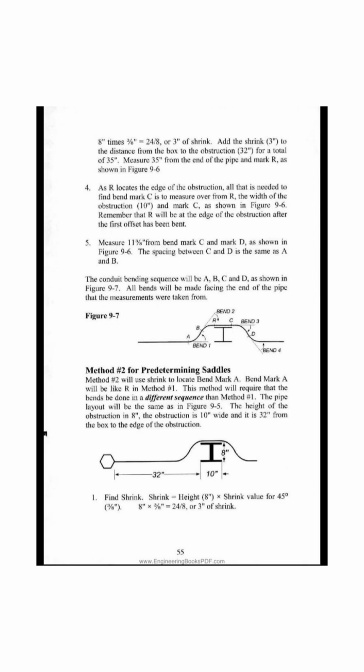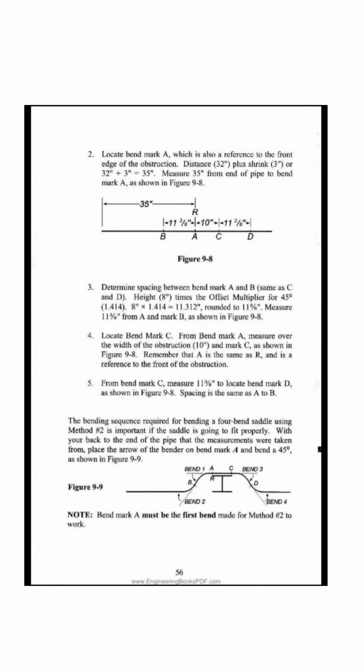The height of the obstruction is 8. The obstruction is 10 inches wide and it is 32 inches from the box to the edge of the obstruction. 1. Find shrink. Shrink equals height, 8 inches, times the shrink value for 45 degrees. 8 inches by 3/8 equals 24/8, or 3 inches of shrink. 2. Locate bend mark A, which is also a reference to the front edge of the obstruction. Distance, 32 inches, plus shrink, 3 inches, equals 35. Measure 35 from the end of the pipe to bend mark A, as shown in figure 9-8.